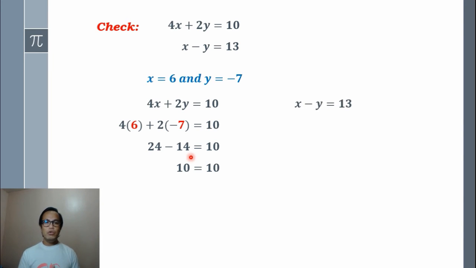So let's proceed to equation 2, which is x minus y equals 13. We substitute the values, so we will have x is 6, copy minus, y is negative 7. Negative times negative gives us positive. So 6 plus 7 is 13, which is equal to 13. So we got a balanced equation for both equation 1 and equation 2. So therefore, the values of x and y are correct.